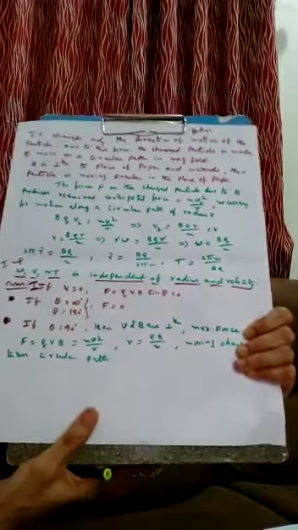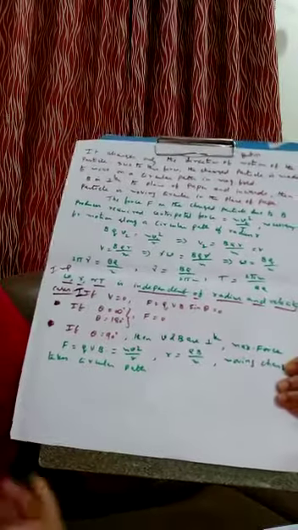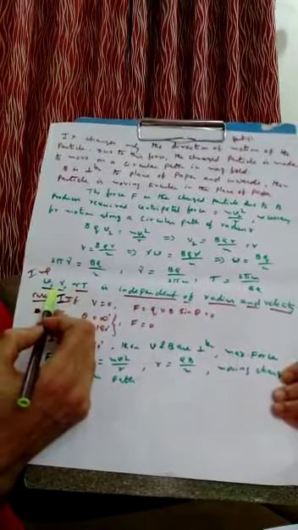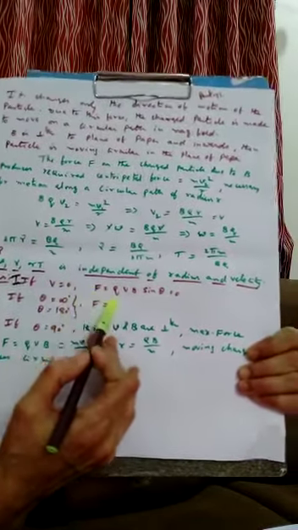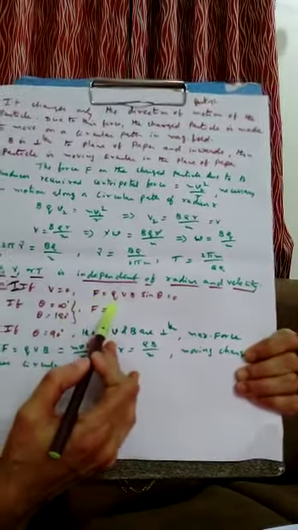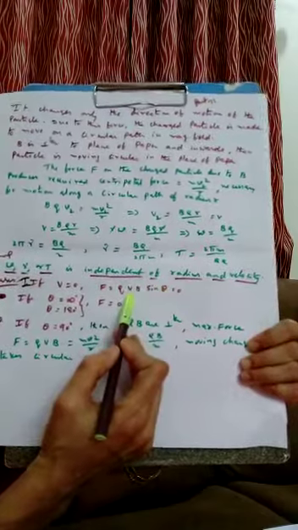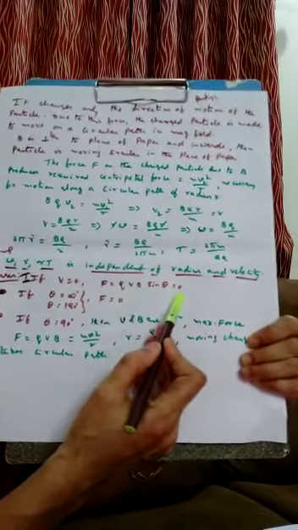So what are the different cases here? Some important cases. Suppose the charged particle is not moving, it is at rest, and we place it in a uniform magnetic field. What is the force? Zero. Why? Because the velocity is zero. That is why the force is zero.